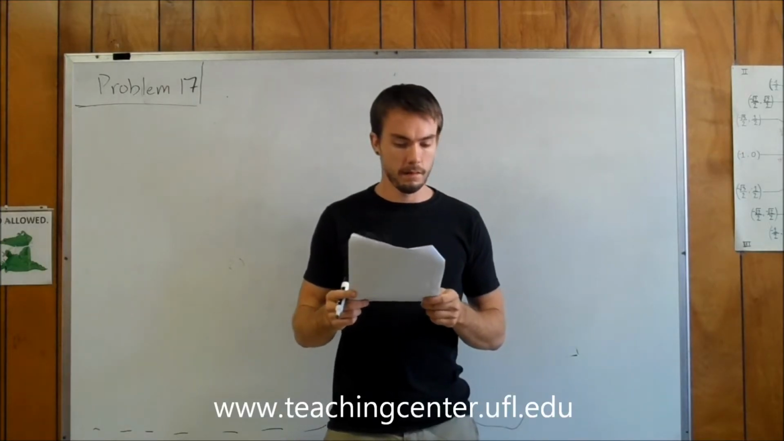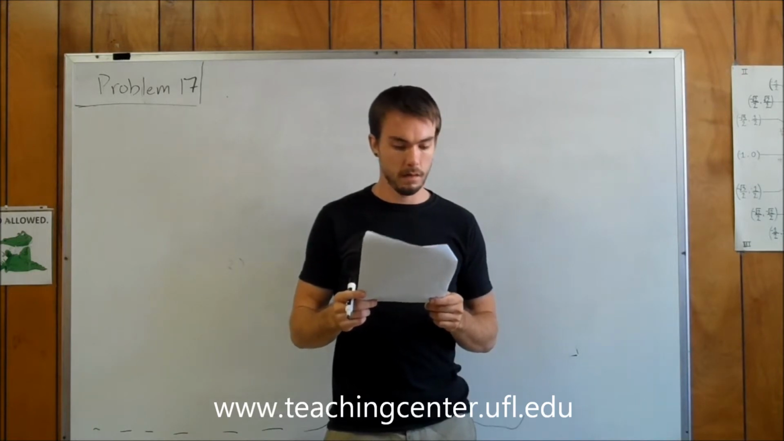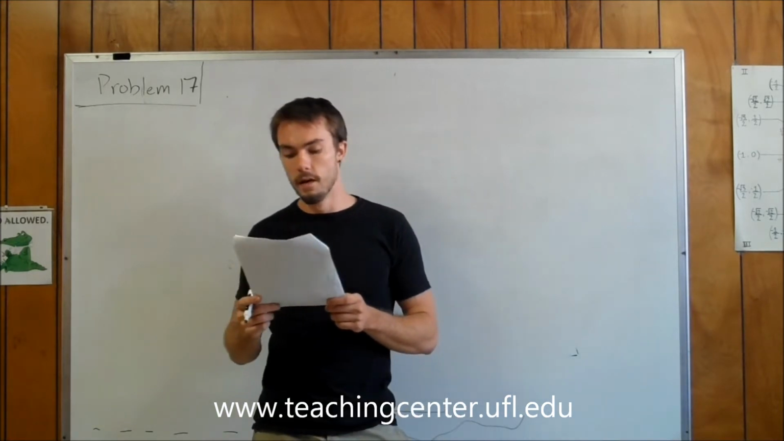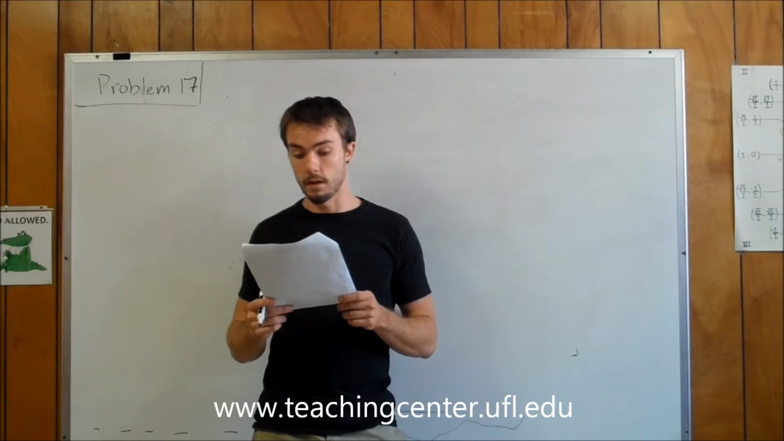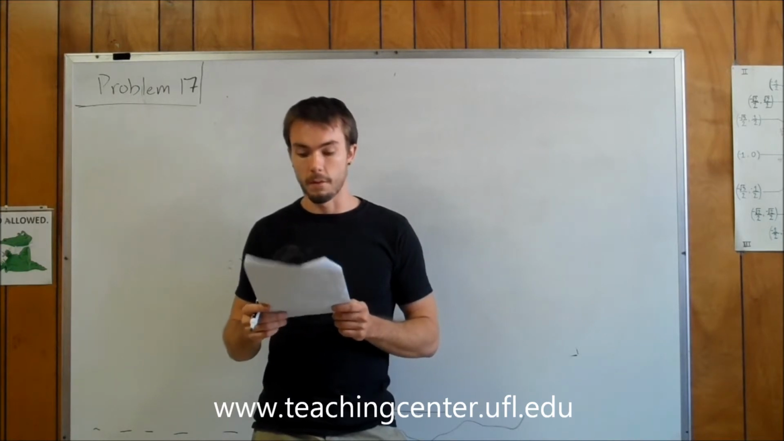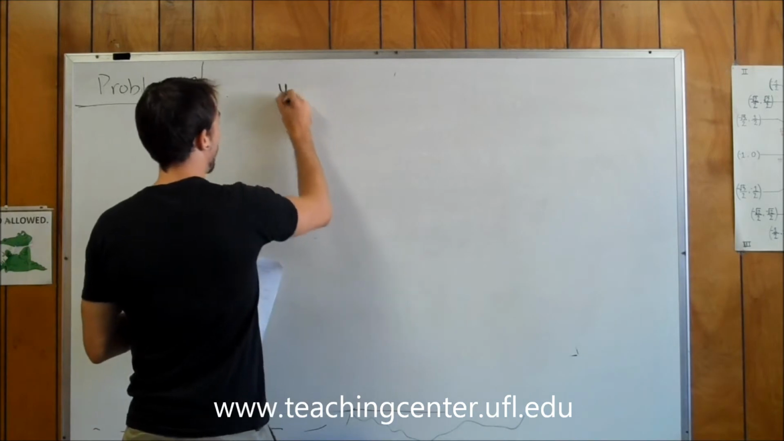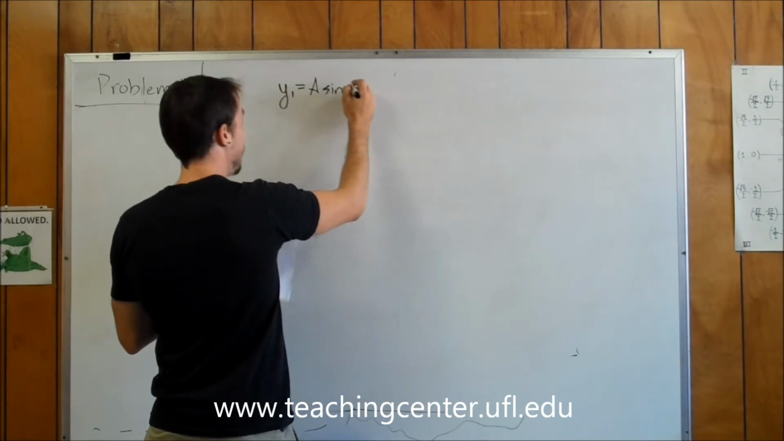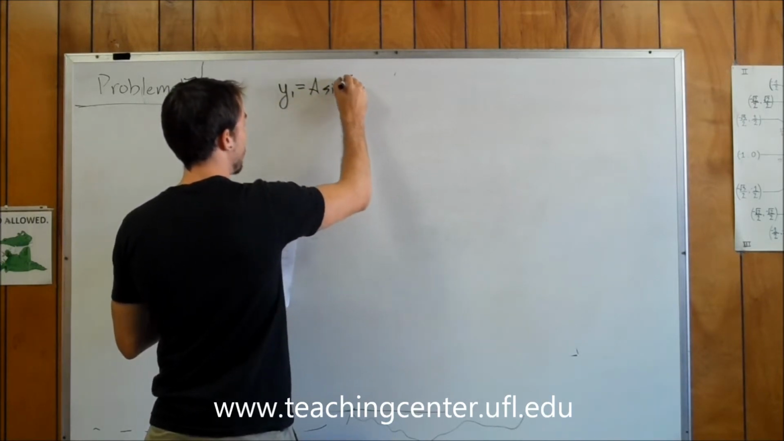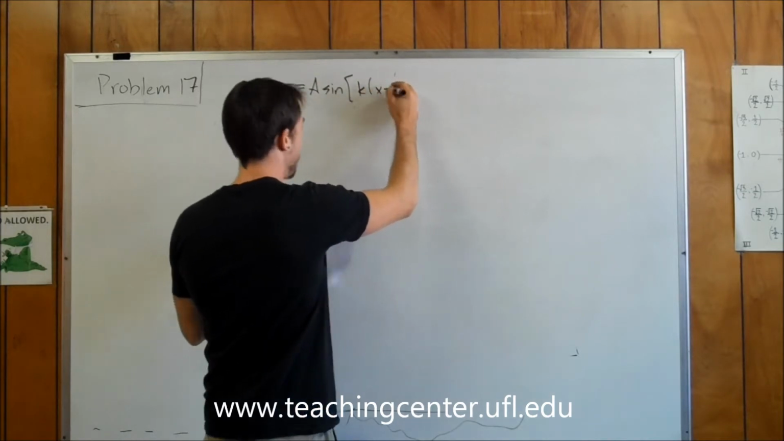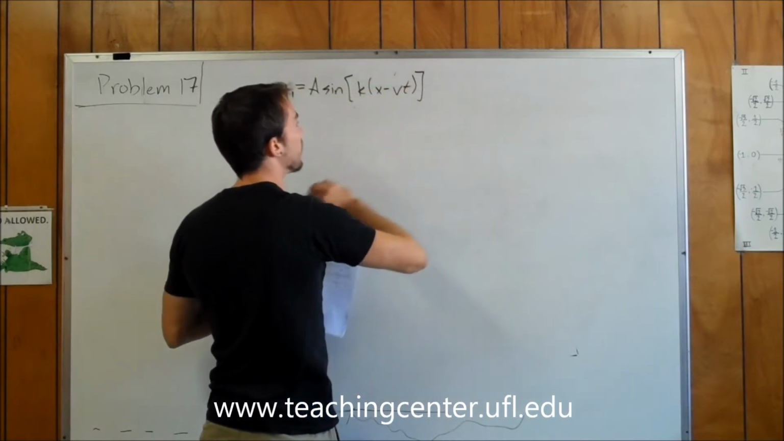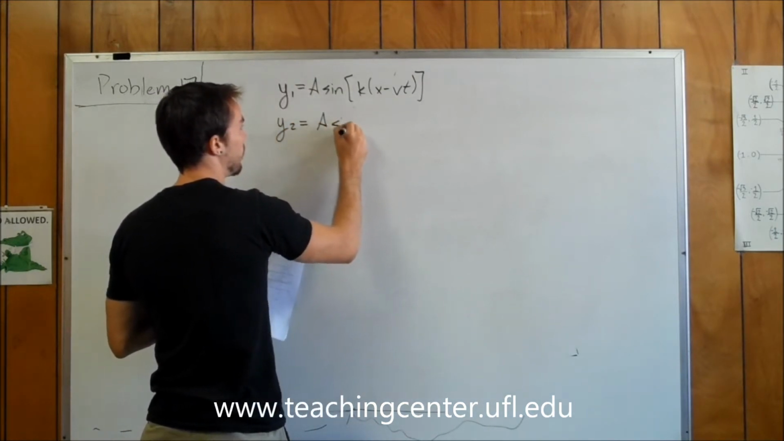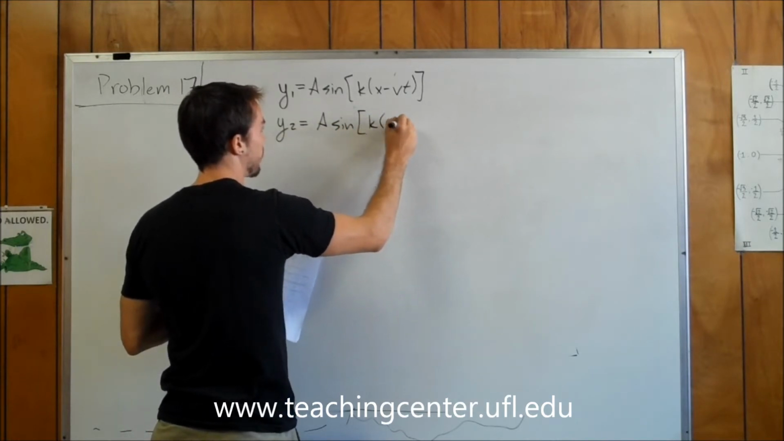Problem 17 tells us that two traveling waves, and they gave us the equations, which I'll write on the board in a second, are superposed on the same string. The distance between the adjacent nodes of the resulting standing wave is blank. So, they gave us two equations. y1 is equal to A sine of k times (x minus vt), and y2 will be equal to A sine of k times (x plus vt).